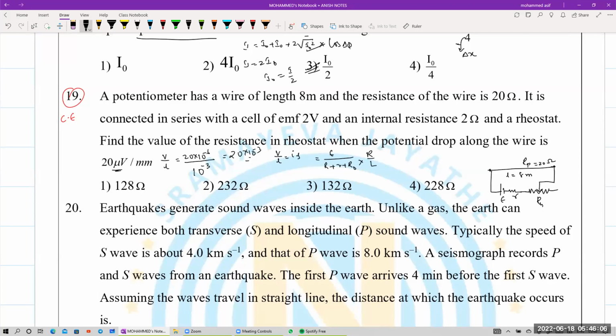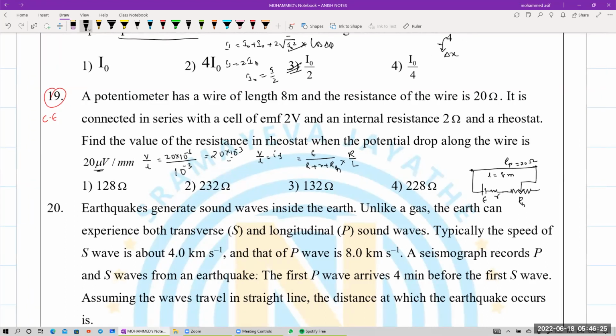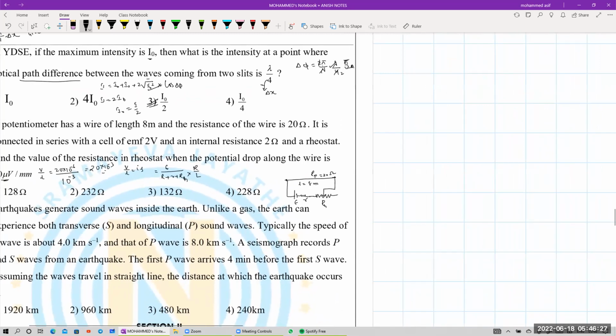I is nothing but total EMF by total resistance, into R. This is your potentiometer wire resistance per unit length. So with everything I have, I can calculate the value of the rheostat. This one is the rheostat value. So V by L value, I'm writing here somewhere.